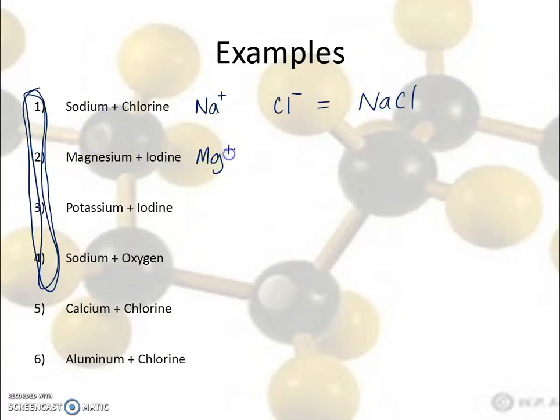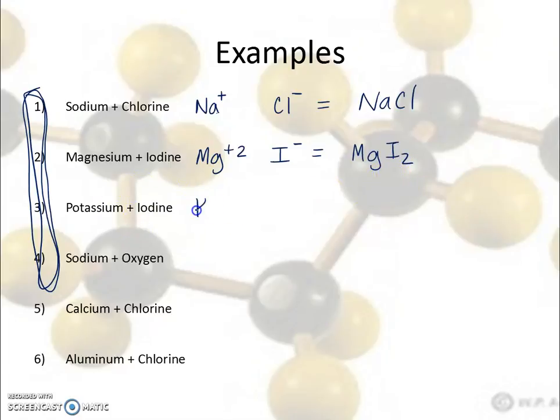Magnesium and iodine. Magnesium makes a positive 2 charge and iodine makes a negative 1 charge. They're going to come together. We want our overall charge on these compounds to be 0. So in order to cancel out this positive 2 charge, I need 2 iodines, which means I'm going to end up with MgI2. It's okay if you don't get it yet because we're going to get you there.